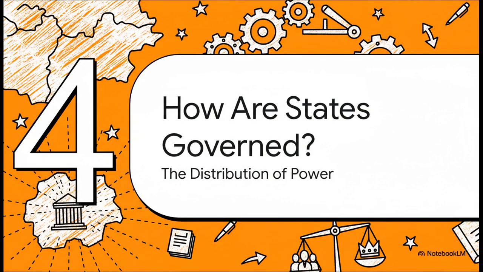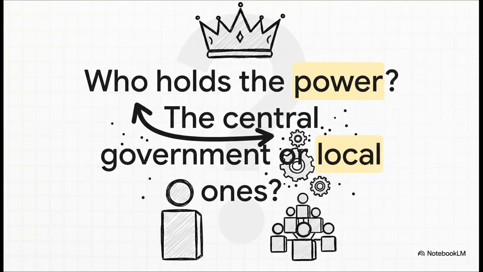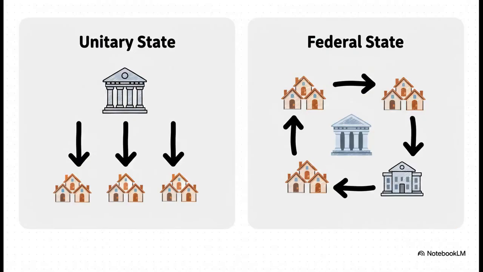Okay, so we've established what a state is and how we got so many of them. For our last big topic, let's look inside a state. How are they actually governed? How is power distributed? When you boil it all down, it really comes down to this fundamental question. Who holds the power? Does a strong central government make all the big decisions, or do smaller, more local governments get to call the shots in their own regions? The answer really defines how a state is organized. And this leads to two main models.